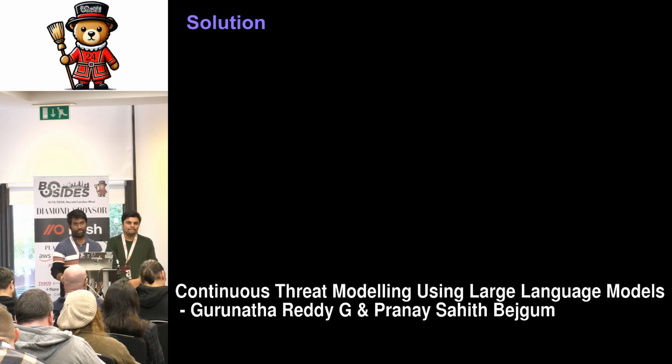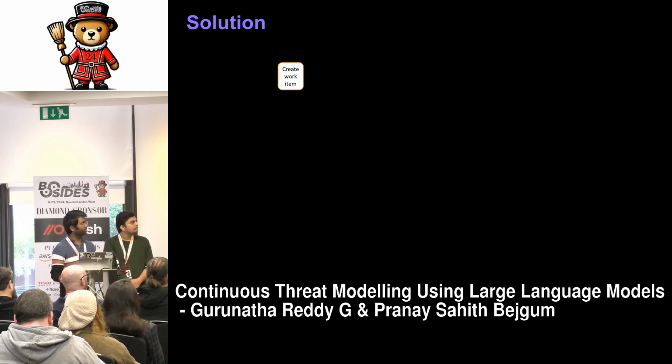So far we have seen the challenges in traditional threat modeling. Now let's see how LLMs can address these challenges. The idea is that every time a user story is created, we send the content of the user story to the LLM and let the LLM do the threat modeling, and the output of the LLM should be updated in the user story. Let's see how that is implemented.